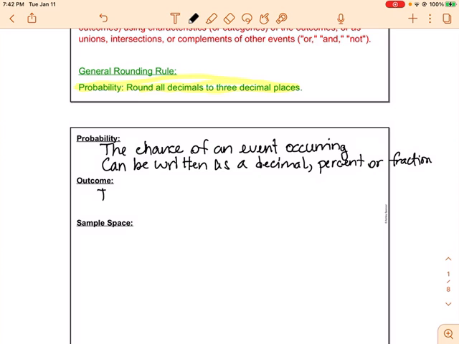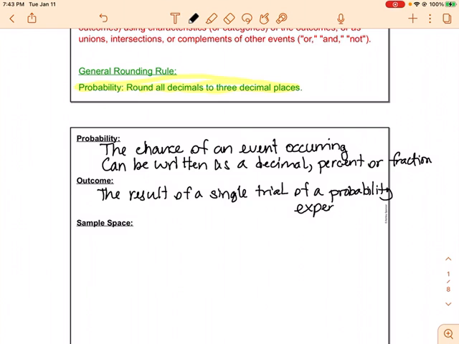The result, an outcome, is the result of a single trial of a probability experiment. Okay, the sample space is a list of all possible outcomes, of course, of a probability experiment.